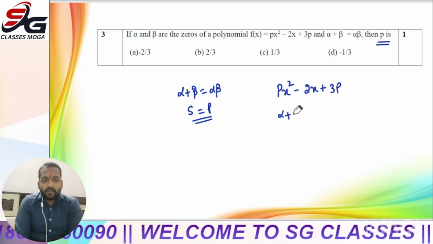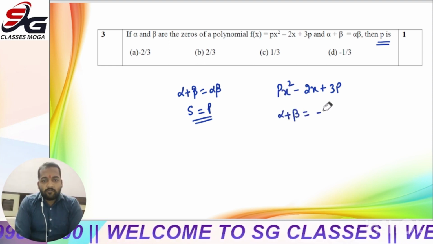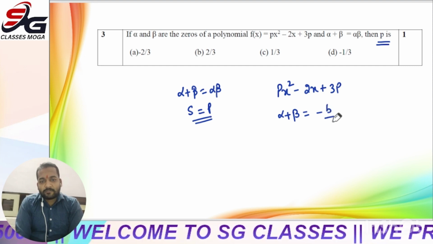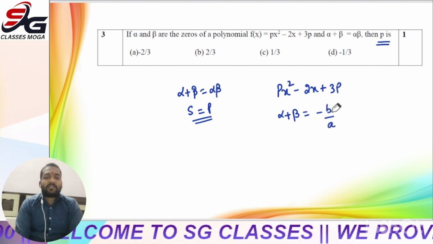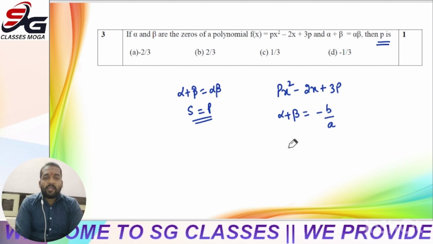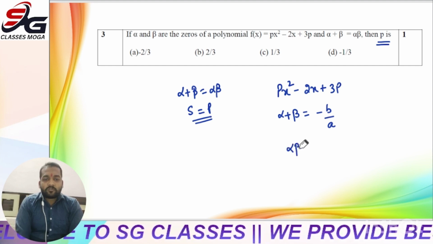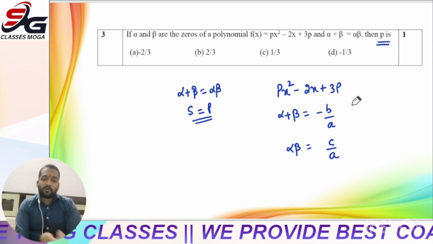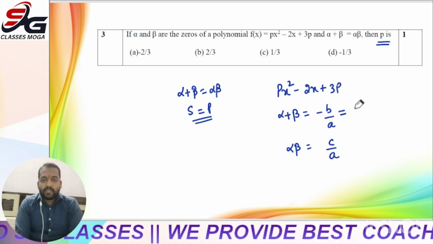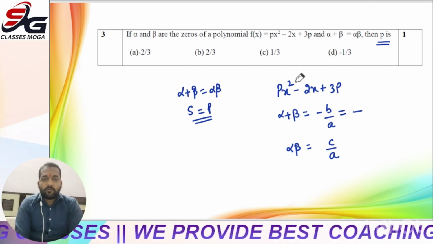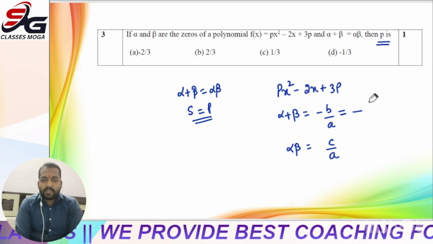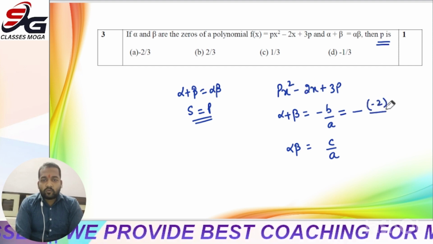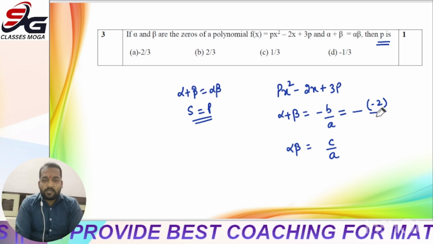We know very well, the sum of roots is always equal to minus the coefficient of x over the coefficient of x square, that is minus b by a, and the product of roots, students, is c by a, the constant term over the coefficient of x square. So what is the sum of roots, students? b is minus 2 here. So minus 2 over a is p.